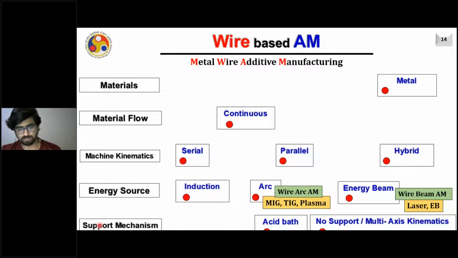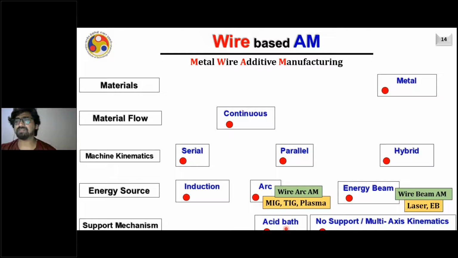I am very sure now the participants are aware of what a support mechanism is and why it is required in 3D printing. In a very similar fashion, when metal wires are used, you again require a support mechanism. But using another metal to support another metal, it is very difficult later on to remove the sacrificial material. So typically, there are two techniques popularly used till now in metal wire-based additive manufacturing. First is the acid bath, and the second is no support at all, where we use multi-axis kinematics.